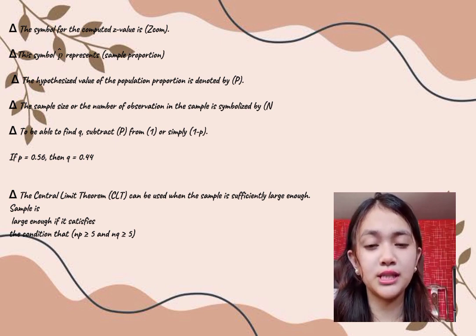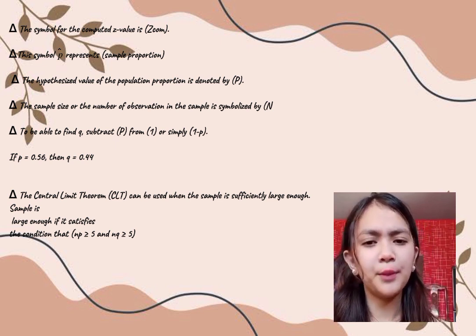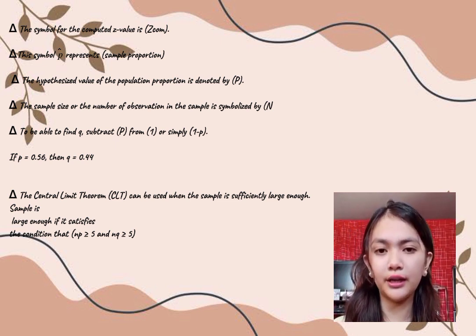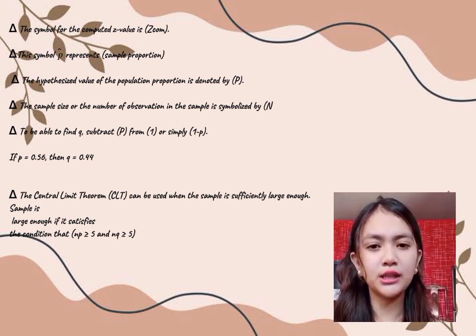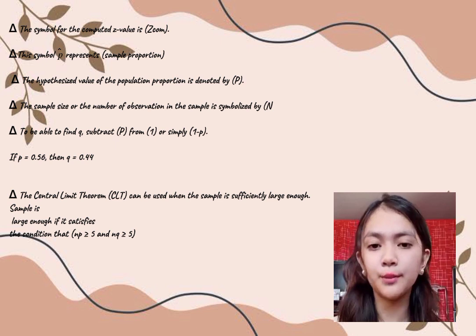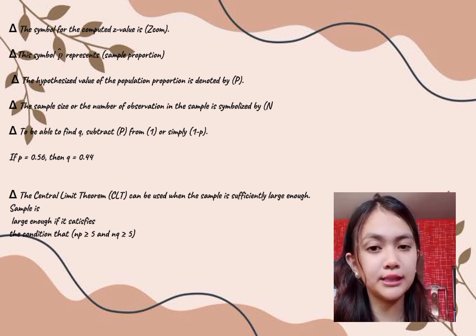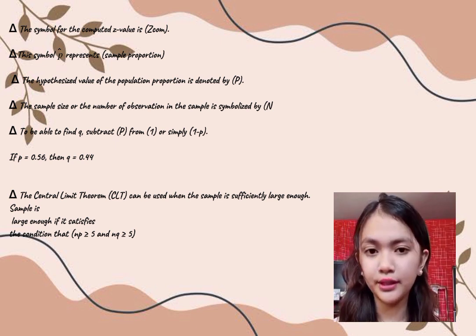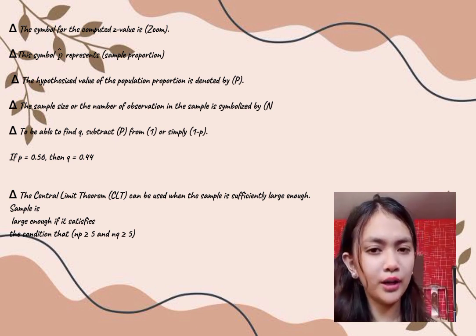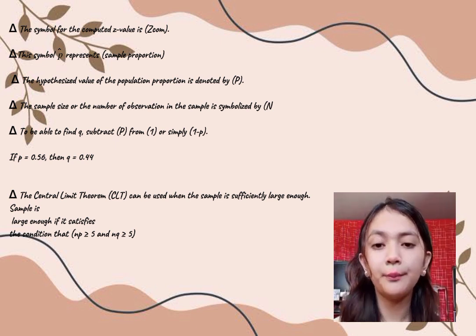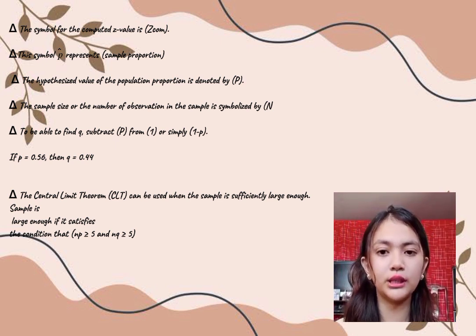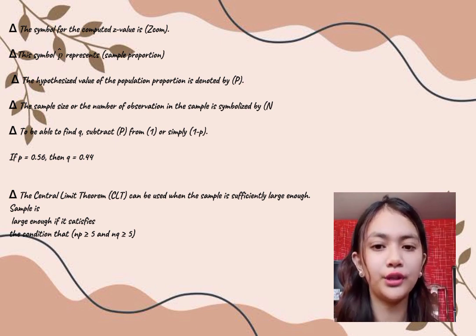This symbol represents sample proportion. The hypothesized value of the population proportion is denoted by P. The sample size, or the number of observations in the sample, is symbolized by N. To be able to find Q, subtract P from 1, or simply 1 minus P. If P is equal to 0.56, then Q is equal to 0.44.